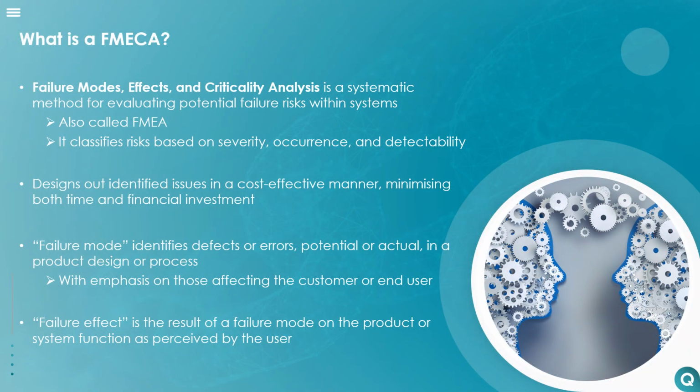So what is a FMEA? FMEA is a failure mode, effect and criticality analysis and is a systematic method for evaluating potential failures within a system. It is sometimes also referred to as a FMEA with the word criticality omitted. It classifies risk based on severity, occurrence and detectability. It designs out identified issues in a cost-effective manner, minimizing both time and financial investments.